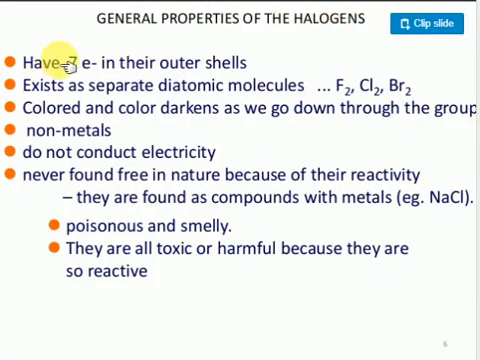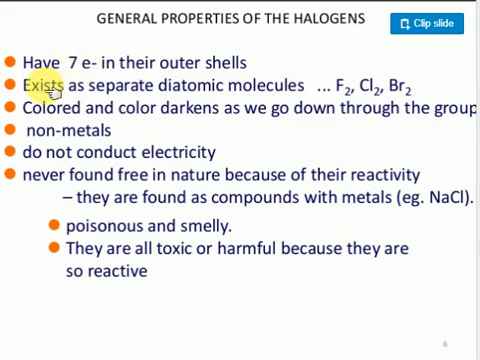Generally, halogens have 7 electrons in the outermost shell. Because of this, halogens are highly electronegative atoms. They readily take electrons from other elements. That's why you see most halogens as anions: F minus, Cl minus, Br minus, I minus. They need 1 electron to attain the octet configuration.